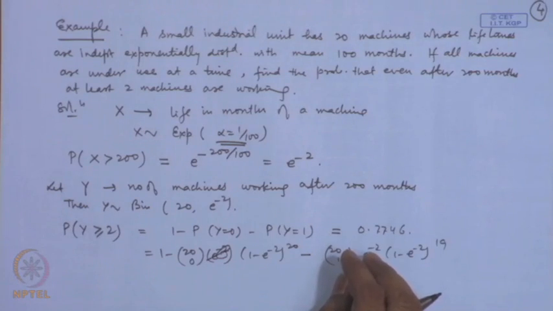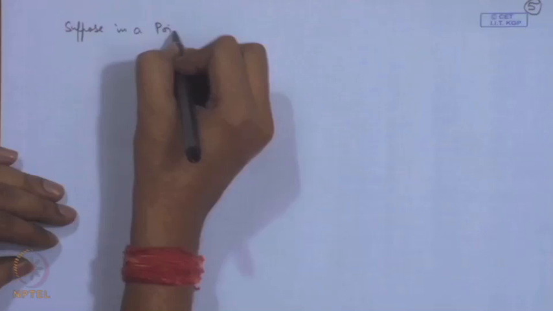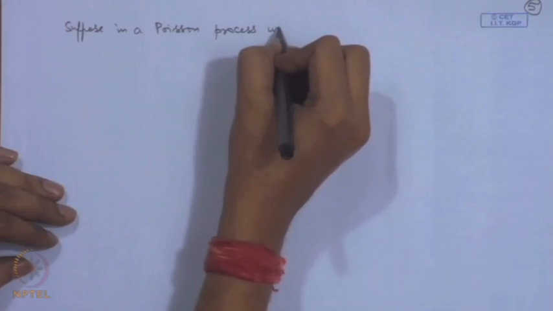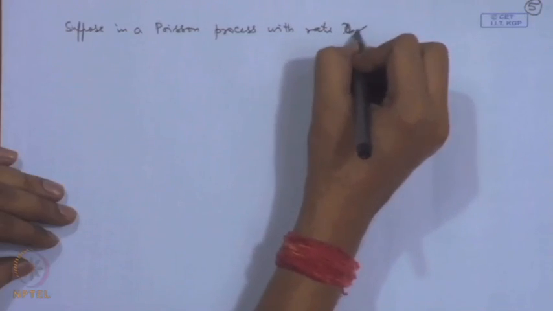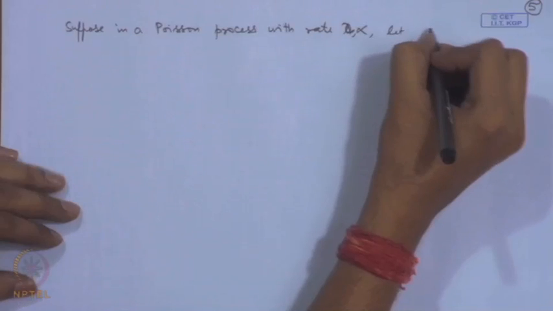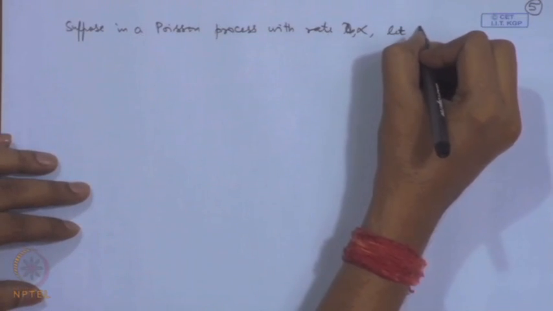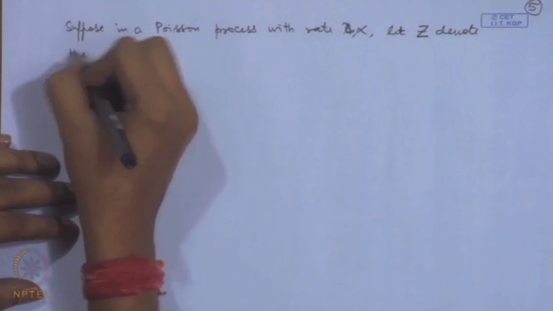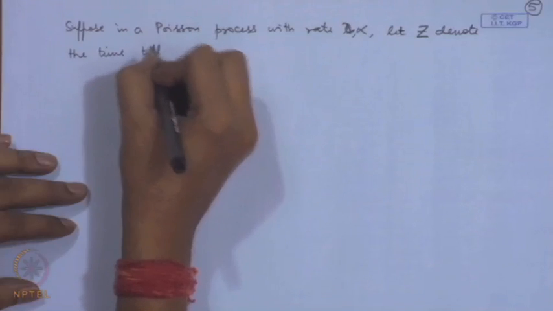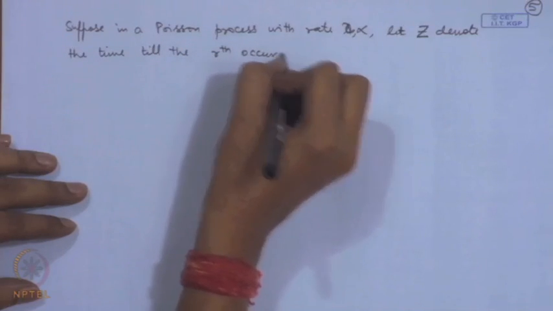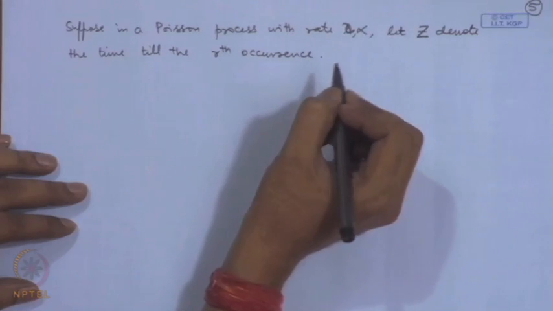Now, in a Poisson process, in place of the first occurrence we observe the rth occurrence. Once again it is a generalization, like in the Bernoullian trials, in place of the first success we look at the first time the rth success is observed. So, in a similar way, suppose in a Poisson process with rate alpha, let Z denote the time till the rth occurrence. Then we want the distribution of Z. What is the distribution of Z?